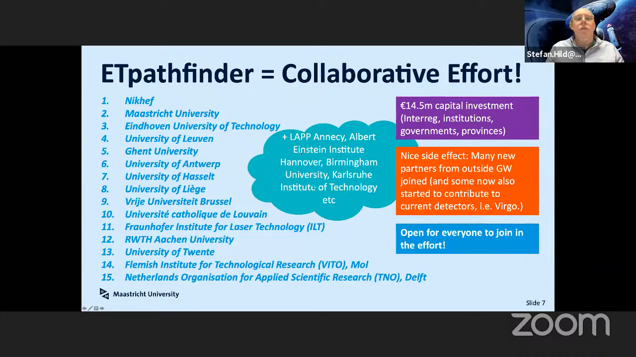And there are other institutes, and I'm very happy to say, first, LAPP Annecy is a big help for ET Pathfinder, helping with the control and data system. It would have been nice to have this meeting at Annecy and see the hardware that is built there. There are other institutes like the Albert Einstein Institute, Birmingham, KIT, and so on, which join. And I should really say that our efforts are open to everyone. The telecons are open and so on.